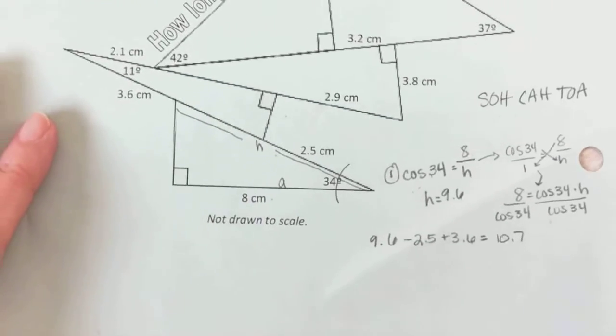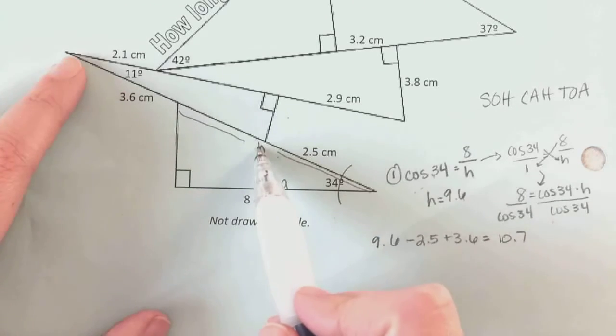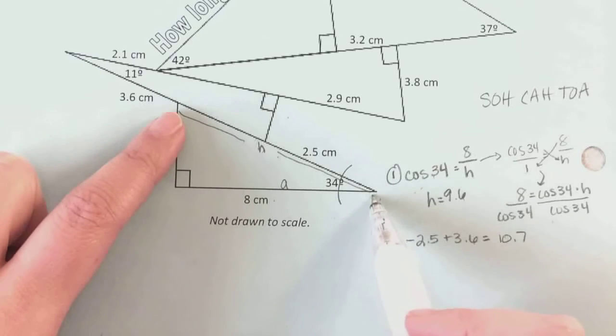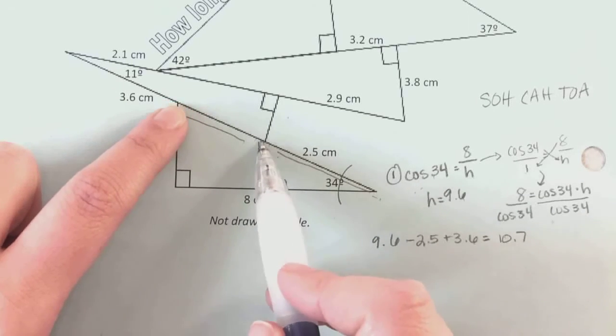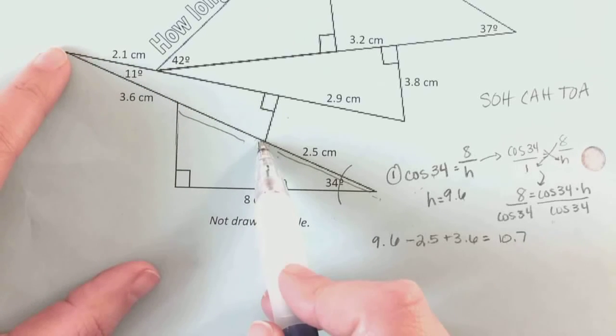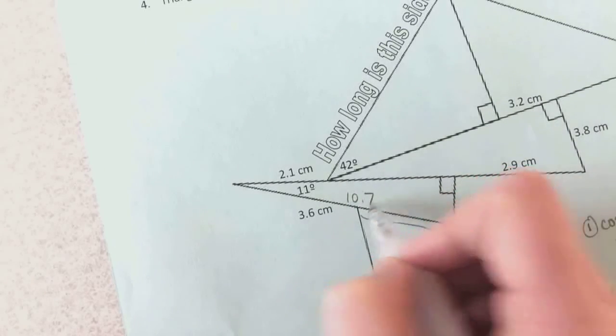Now, we have to do some algebra before we can move on to our next triangle. I need this hypotenuse right here, from here to here. So if I take my 9.6 and subtract the 2.5, that gives me this distance right here. Then I'm going to add 3.6. That gives me the next value that I need to work with. So I wrote that out here. I get 10.7. So this is 10.7.